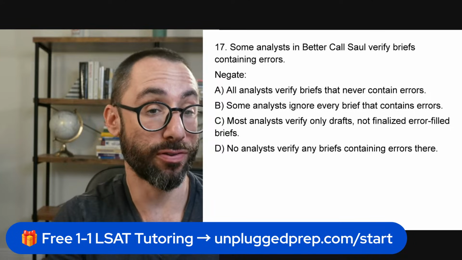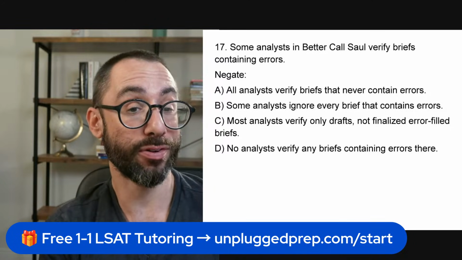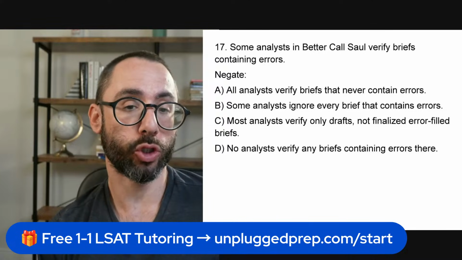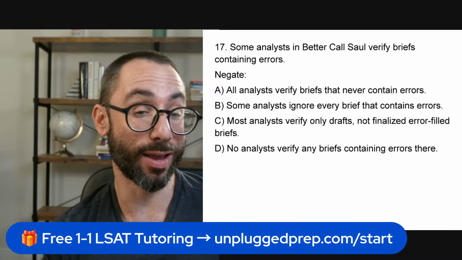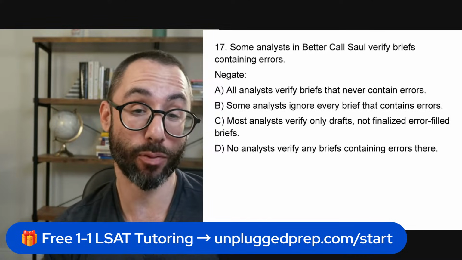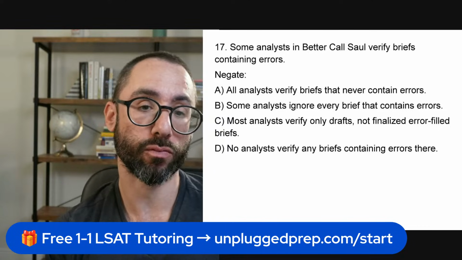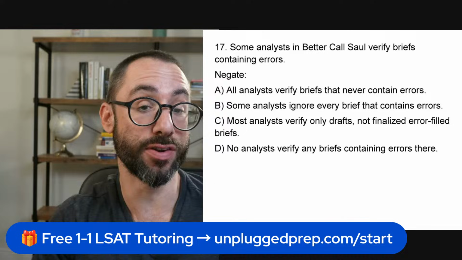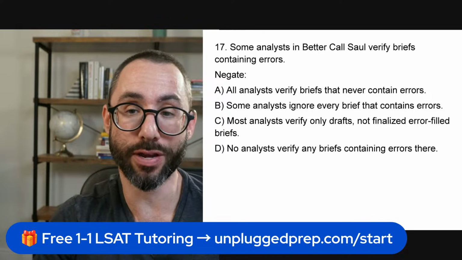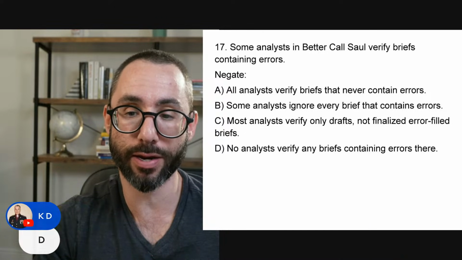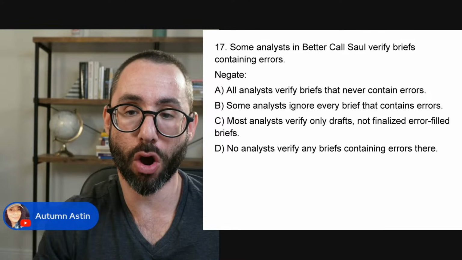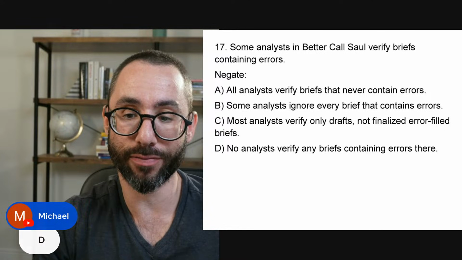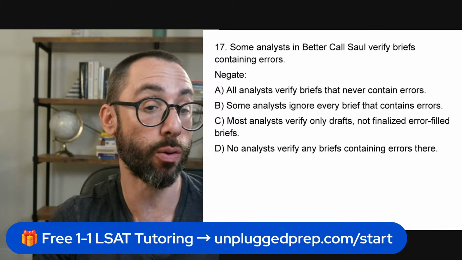So original says some. Logical opposite of some is none, meaning zero. And so a choice saying some or most, like B and C, probably not going to be right. We want the none, ideally. And so D as in Delta is the only choice that says none or no analysts. So D is in fact correct. I see Edward, KD, Passion, Anne, Autumn, Osvaldo, Zuli, Michael all saying D. D is in fact correct. Luke says D as well. D is right. Well done, folks.